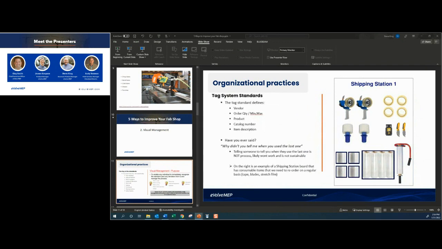So here is just a quick example of a shipping station that has been set up with all the things that are required for shipping, to wrap and do those types of tasks. Whatever it is, you can make tool boards for any process, really. But the thing I came to realize is, how many times are you going to ask somebody to tell you when they take the last one? We're always running out of stuff, or we need this tape for this tape gun, and nobody told us when they ran out. So this is how these tool boards work.